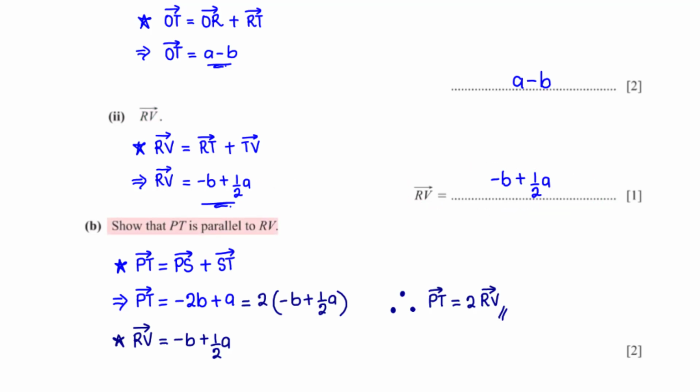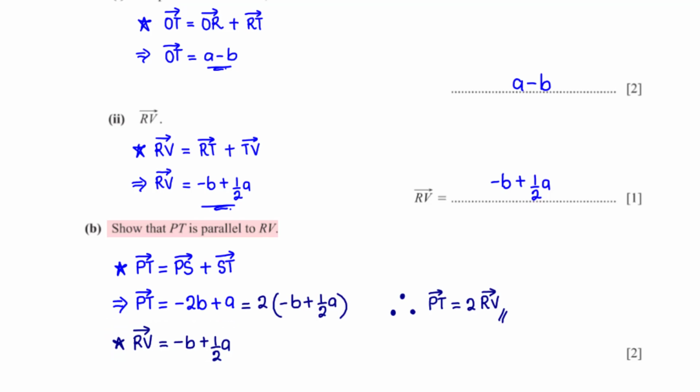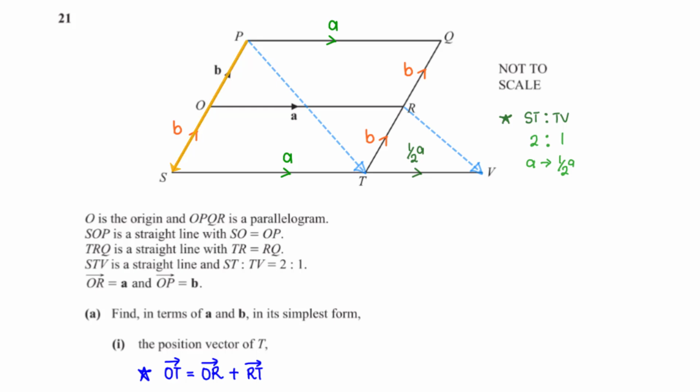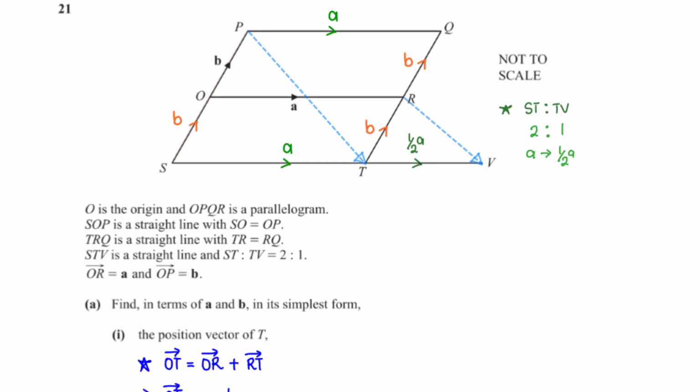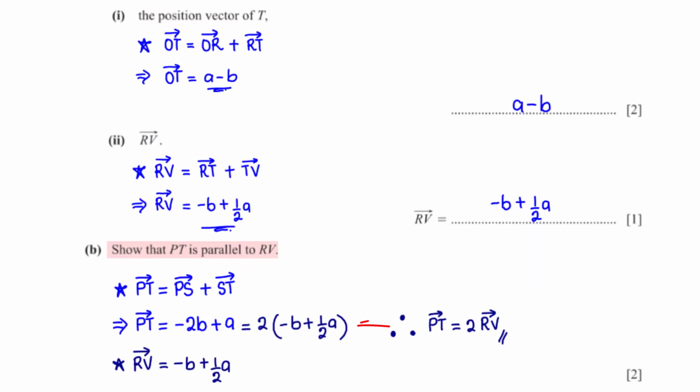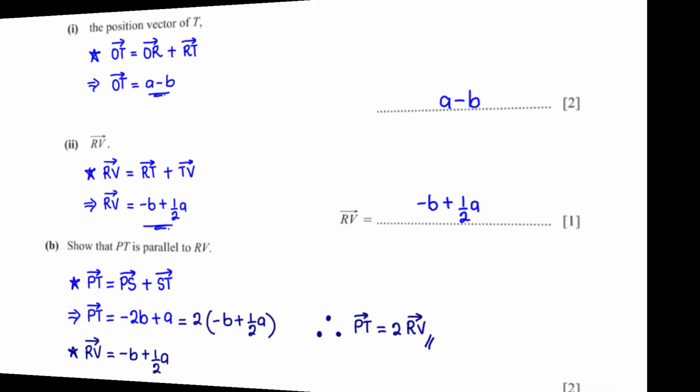Show that PT is parallel to RV. From the previous question, we found RV as negative B plus half A. PT is equal to PS plus ST. PS is negative 2B and ST is A. When we compare these two vectors, we see that PT is 2 times RV. This means vectors PT and RV are parallel.